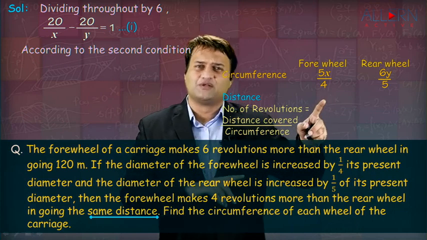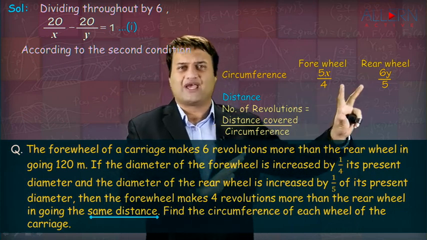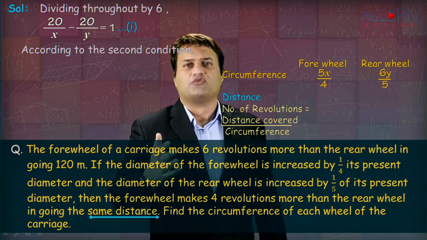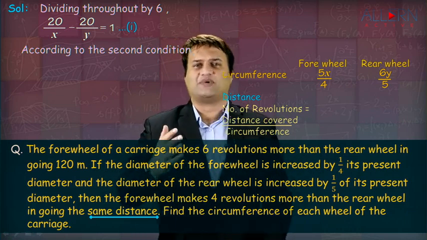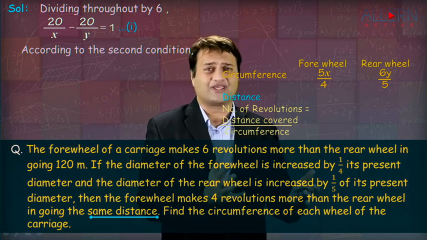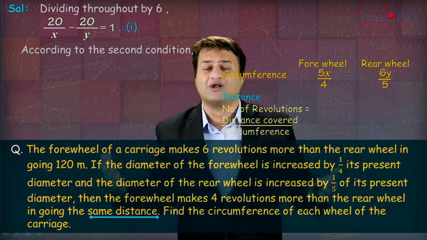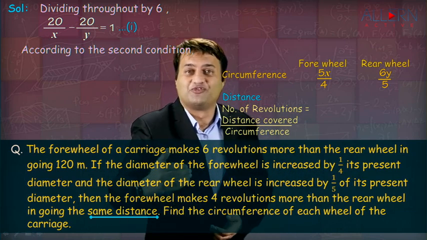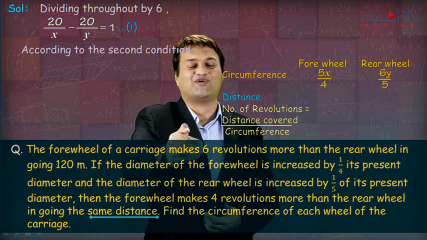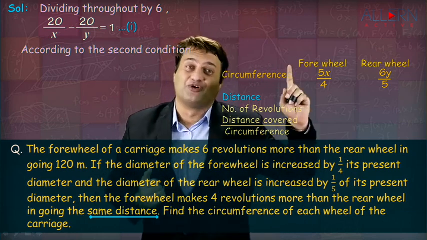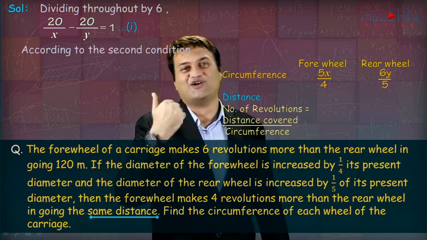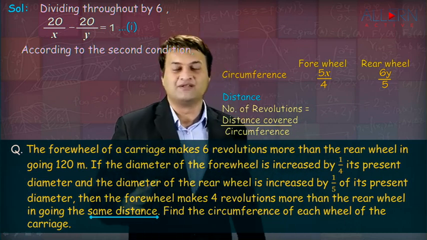From the examination perspective, you are not supposed to show the calculations. You can directly write, since the circumference of the forewheel is increasing by 1/4 of its present circumference, the new circumference will be 5x upon 4. Even if you show the calculations, not a problem at all. How do we show it? The new circumference of the forewheel is equal to x plus 1 upon 4x, which is equal to 5x upon 4. And for the rear wheel, it will be y plus 1 upon 5y, which is equal to 6y upon 5, right?